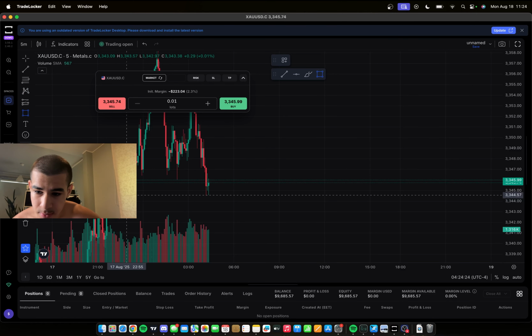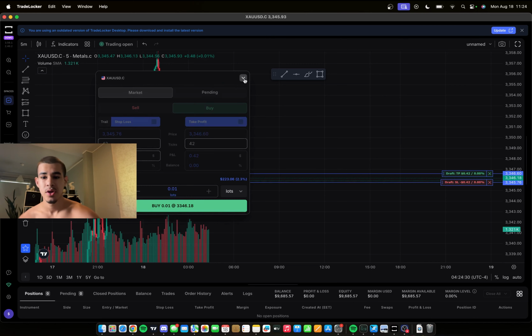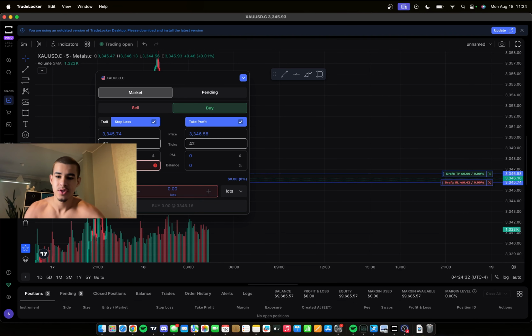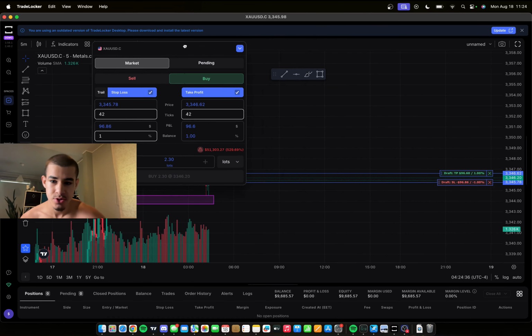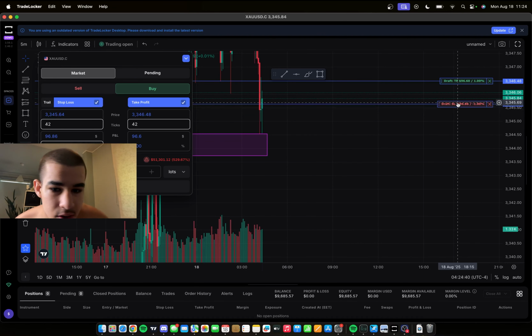See, we have a demand zone right over here, which is reacting just perfectly. Let me just get my risk percentage out. Let's go 1% risk on this, just as usual. There you go. Have a stop loss just below the wick that tapped. So just over here.